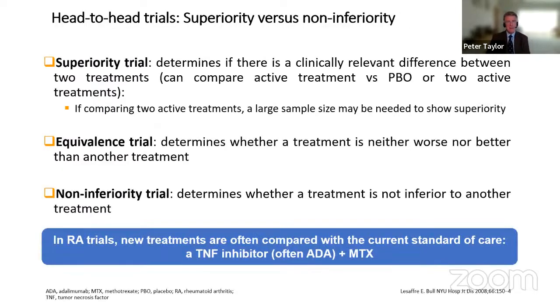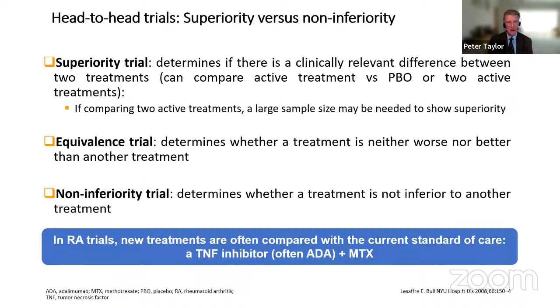So what do we mean by a superiority trial? Well, the idea here is to determine whether there's a clinically relevant difference between two treatments. And this may mean the test treatment versus placebo, or it could even be two active treatments, for example, a small molecule versus adalimumab. And of course, if you're comparing two active treatments, and if you want to show superiority, you may need a very large number of patients in order to have statistical significance. And we'll talk more about that as we progress.